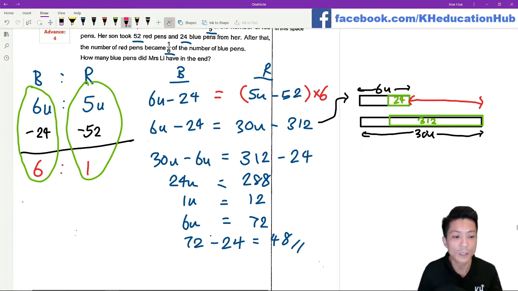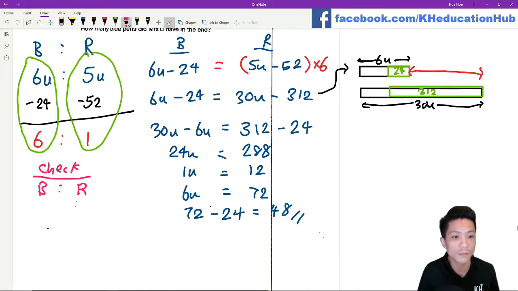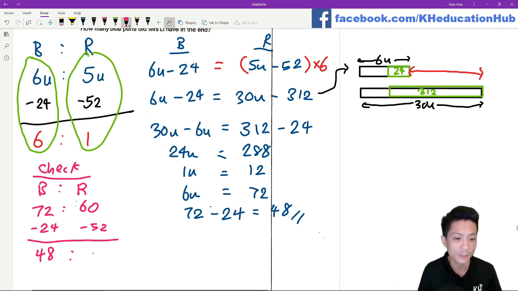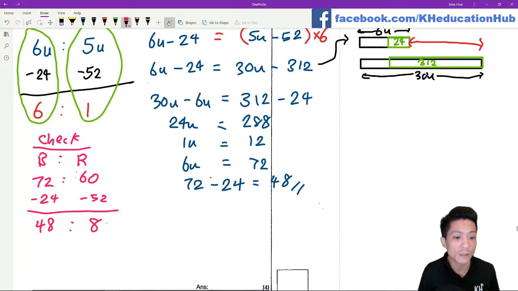For this type of question, you can always do a check to see if you got your answer correct. Blue is to red. We know that 6 units is 72, so 5 units is 60. You minus 24 and minus 52, you get 48 is to 8, where the simplest form is 6 to 1, so it means that your answer is correct.